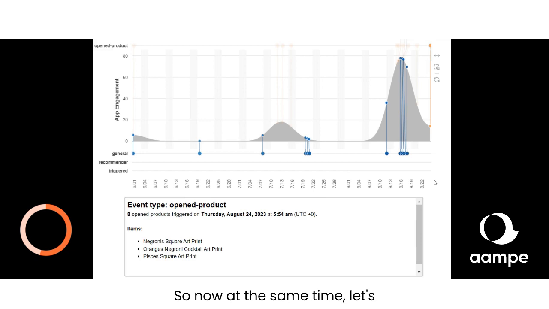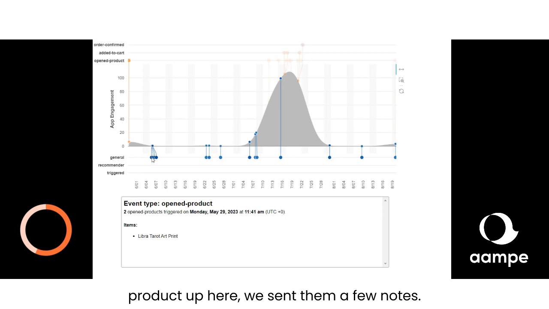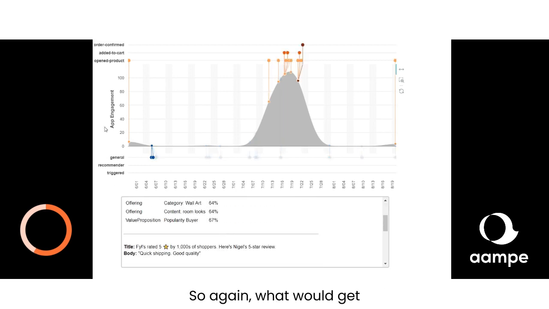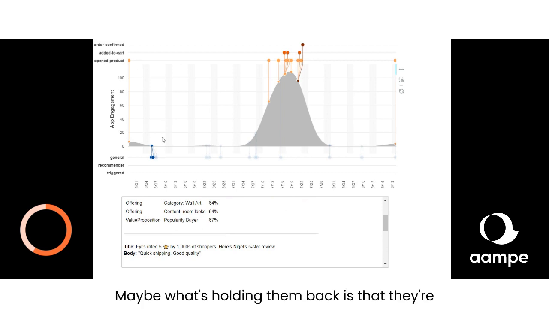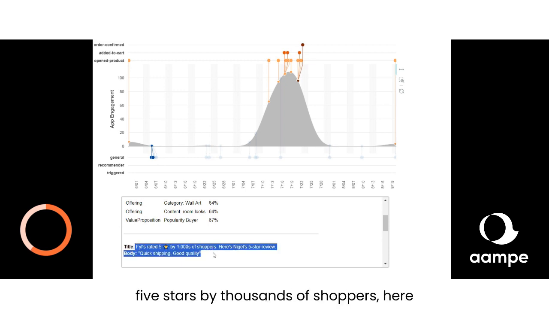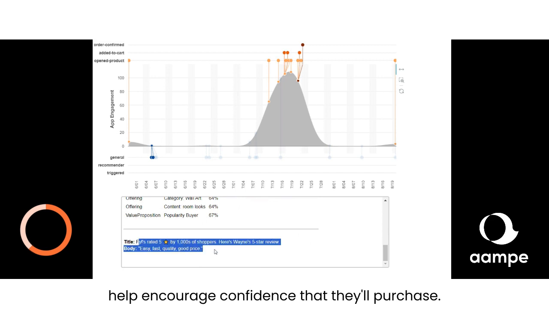So now at the same time, let's look at a completely different user. So this is a different user in their event. You can see they viewed a product up here. We sent them a few notes, so a couple messages here on reviews. So again, what would get somebody who viewed to convert? Maybe what's holding them back is that they're not sure if the platform is legitimate. So by sending them, hey, we're rated 5 stars by thousands of shoppers, here are some specific reviews, maybe that can help encourage confidence that they'll purchase. So in this case, they did not.